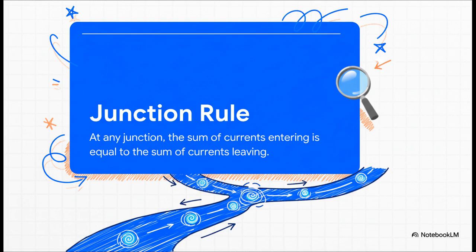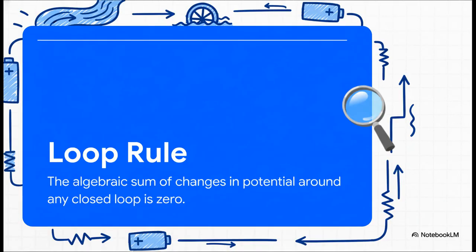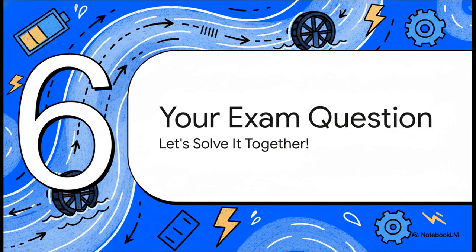See? Simple. The second rule is the loop rule. Picture this. You are going for a hike on a hilly path. You go up some hills, you come down some hills. But if you walk in a full circle and end up exactly where you started, what is your total change in height? It's 0, right? You're back where you began. It's the same in a circuit. If you go around any closed loop, the sum of all the voltage changes, both up and down, must add up to 0.